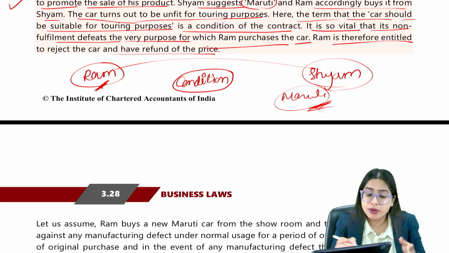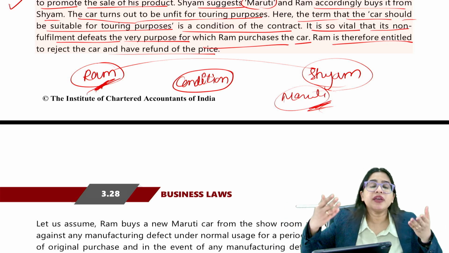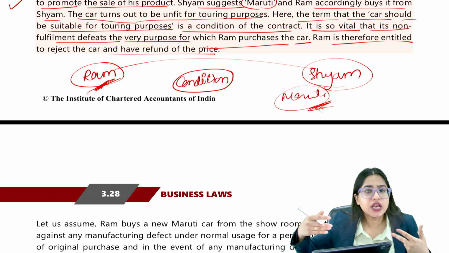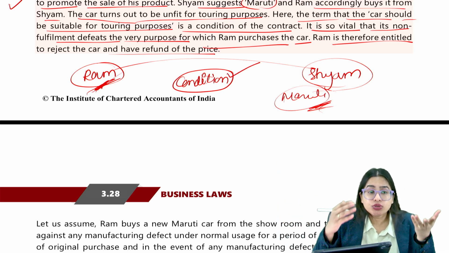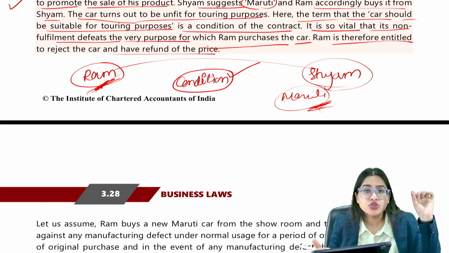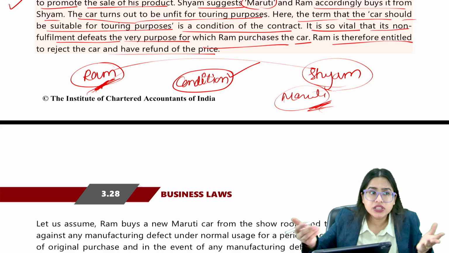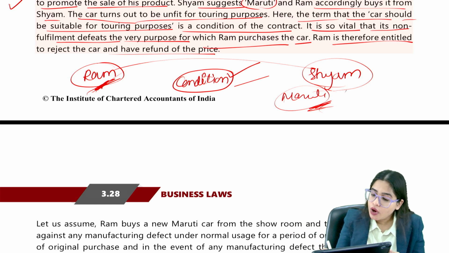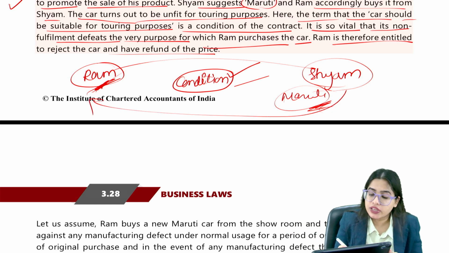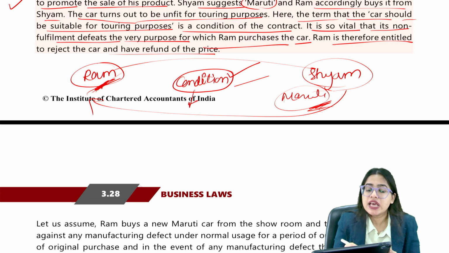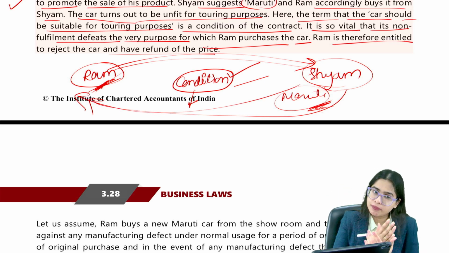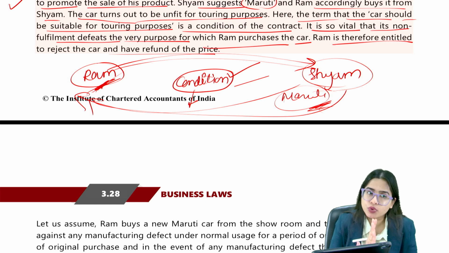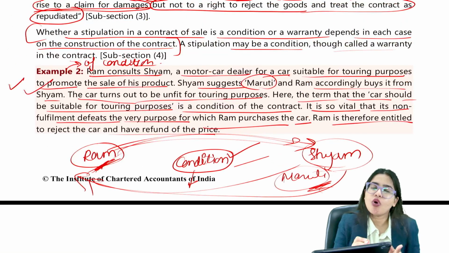Why? Because this is the main purpose for which Ram purchased the car. He was purchasing the car for touring purpose only. So is it very important? Yes, for Ram it is very important that the car should be suitable for touring purpose. That's why he is purchasing the car. So is it a condition? Yes. Now if the Maruti car is not suitable for touring, can we say that the condition is breached? Yes. In that case, can he return the car and claim a refund? The answer is yes. He can cancel the contract, he can repudiate the contract, he can return the car and get his money back, because this is a breach of condition.